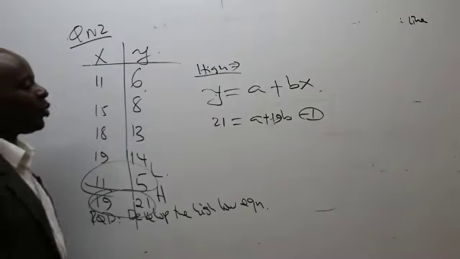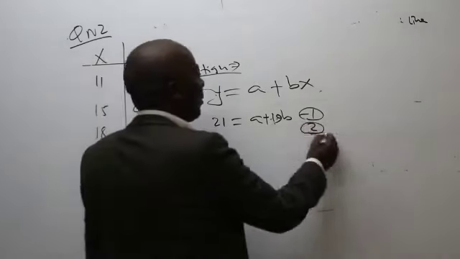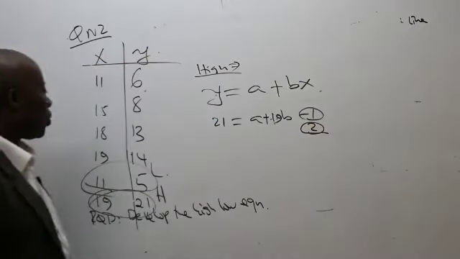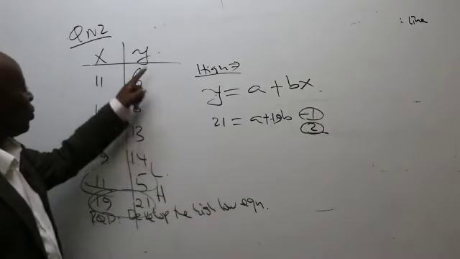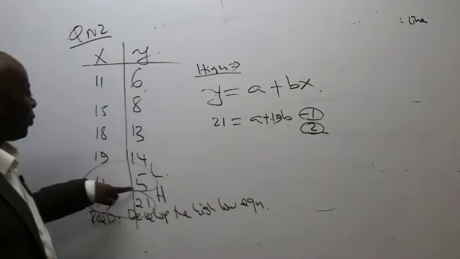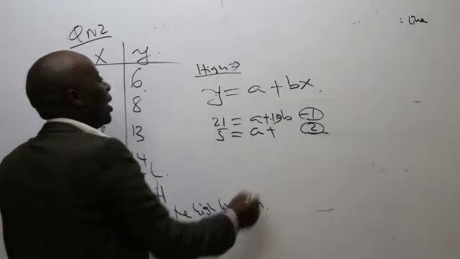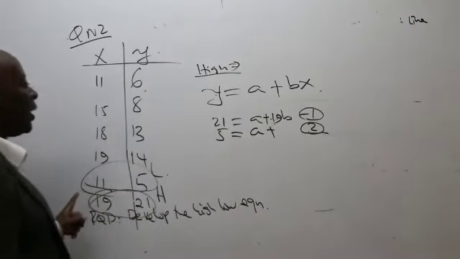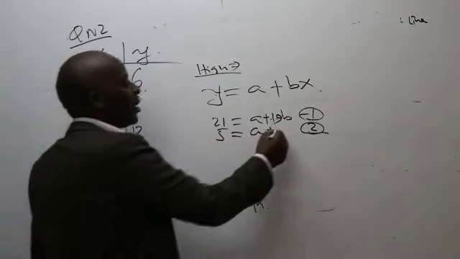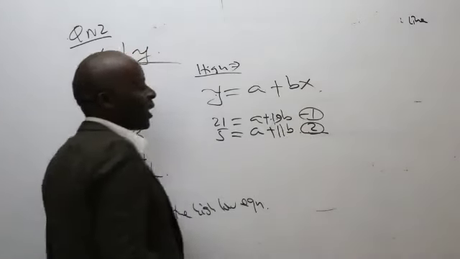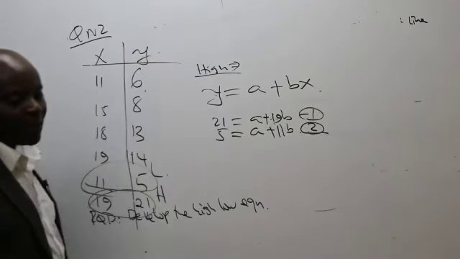Now from there we go to equation number 2. So equation number 2, what do we have? Equation number 2, y, for the low now. For the low now, y is 5. Y is 5 equals a plus bx, and x is 11. So that means it is 11 what here? 11b, like that. Thank you very much, Alice.